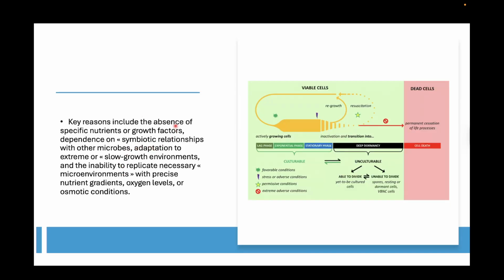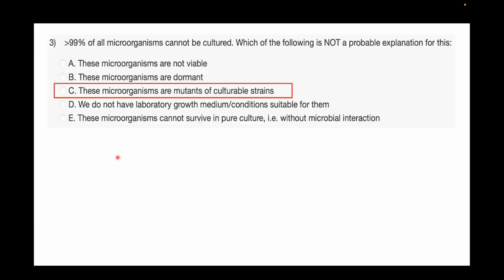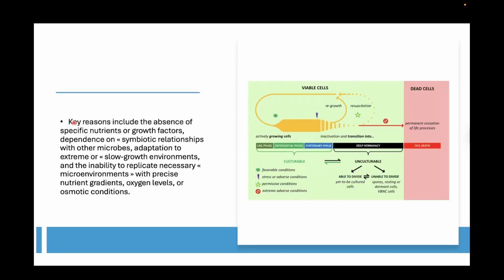Microbes often have symbiotic relationships or interactions with other microbes in the community. Thereby, a single microbe cannot be isolated in the lab. Many of these microbes cannot survive in pure culture without microbial interaction, covering option E.